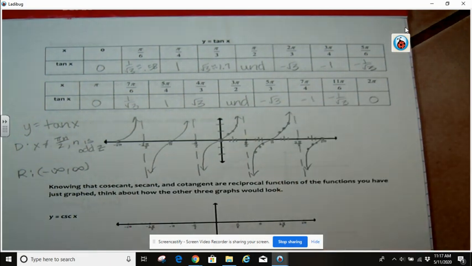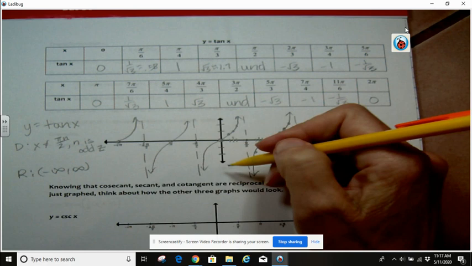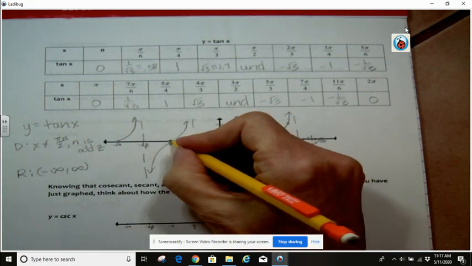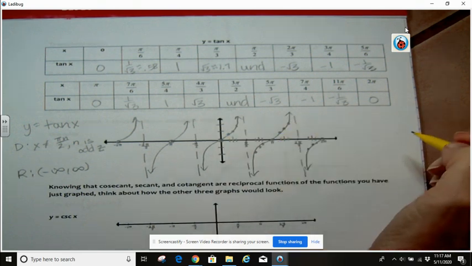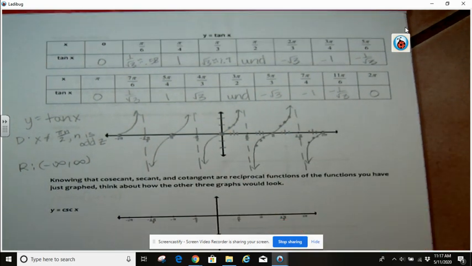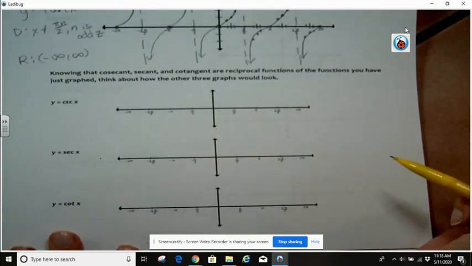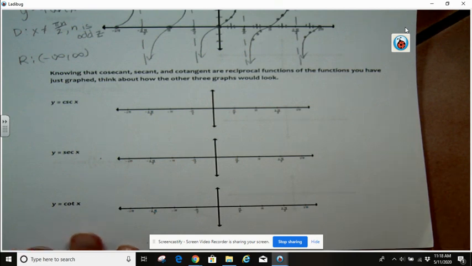So the important points for tangent are where the asymptotes are at all your pi over 2's, and that the zeros are exactly halfway between at your origin and then your pi's. So for your reciprocal functions, basically you take what you know about sine, cosine, and tangent, and that's how you get your reciprocal trig functions.